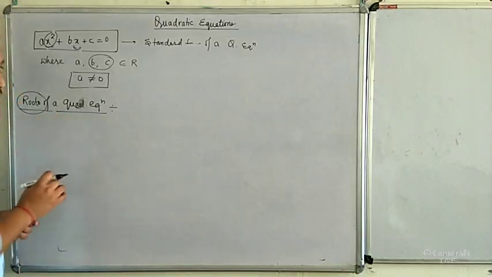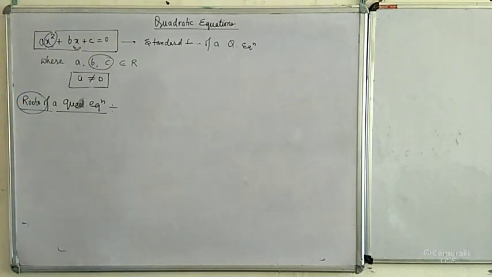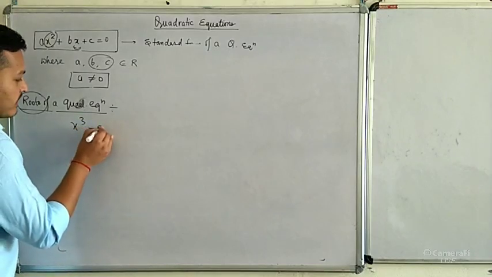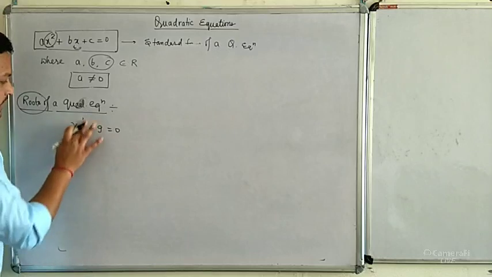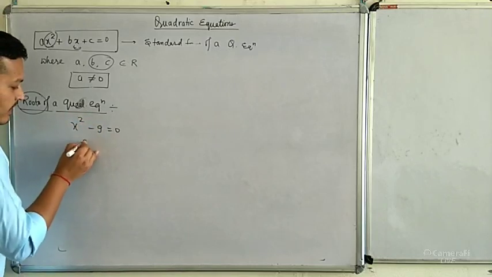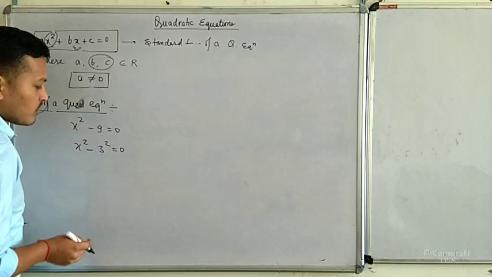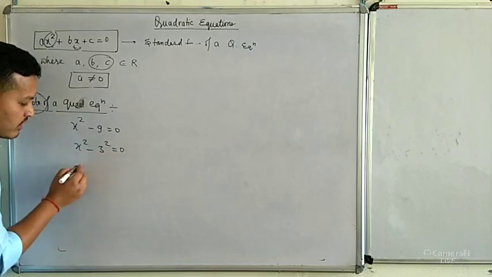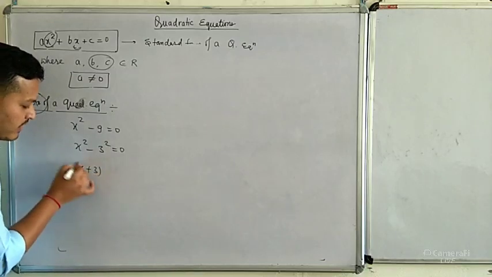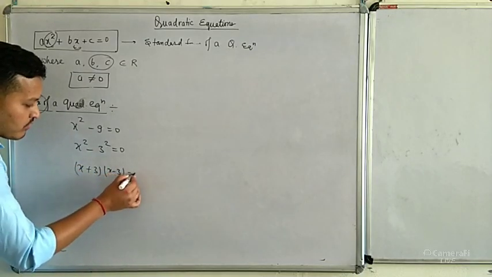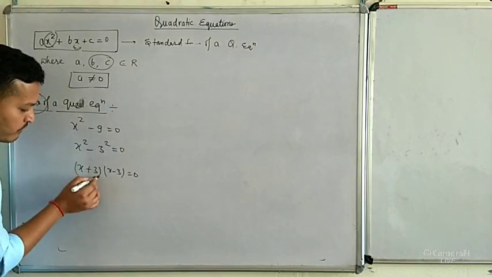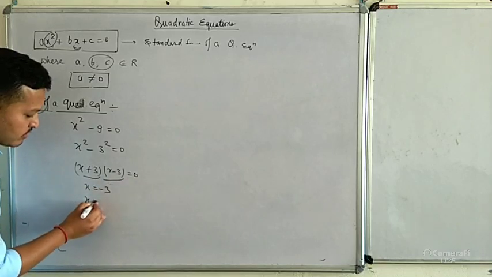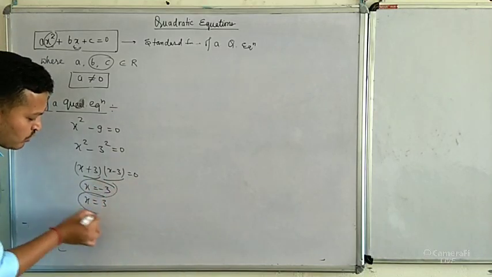Means, for example, I am taking one question for you: x square minus 9 is equal to 0. We can write this as x square minus 3 square is equal to 0. Can we write this equation in the form a square minus b square, which is (a plus b)(a minus b) equal to 0? When x plus 3 is equal to 0, x is equal to minus 3. When x minus 3 is equal to 0, x is equal to 3. So these are the two values of x.